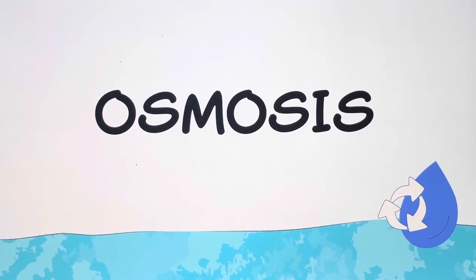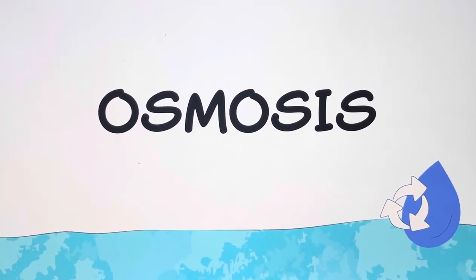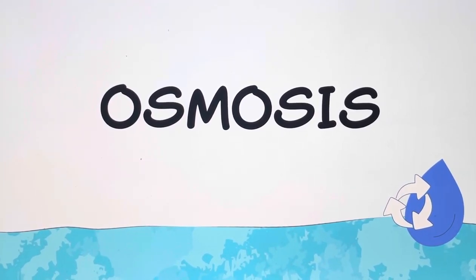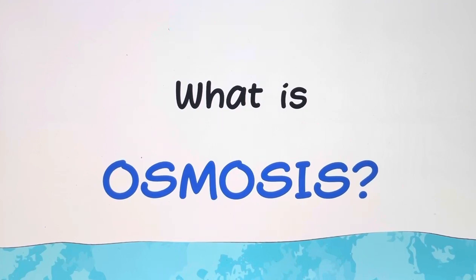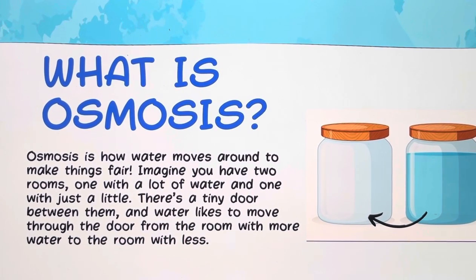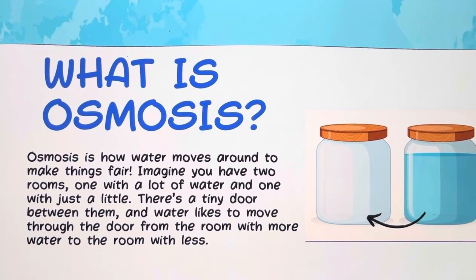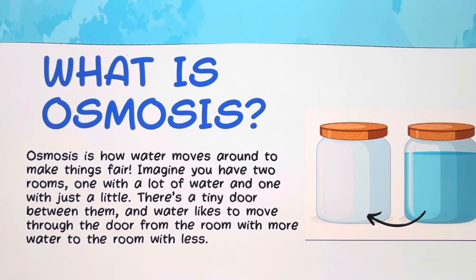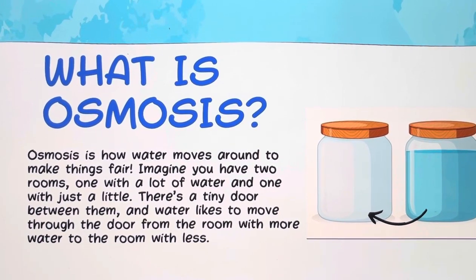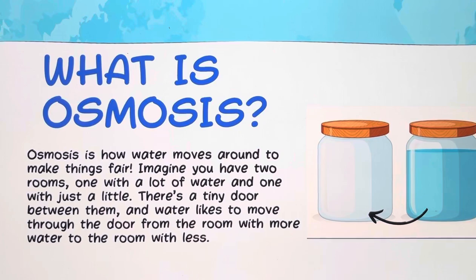I am in Group 3 in the General Bio 1 lab, and I'm going to be explaining what osmosis is. What is osmosis? Osmosis is how water moves around to make things fair. Imagine you have two rooms, one with a lot of water and one with just a little. There's a tiny door between them, and water likes to move through the door from the room with more water to the room with less.